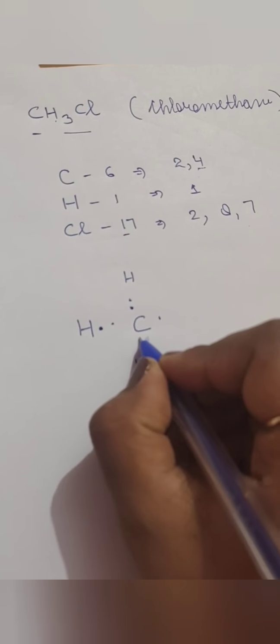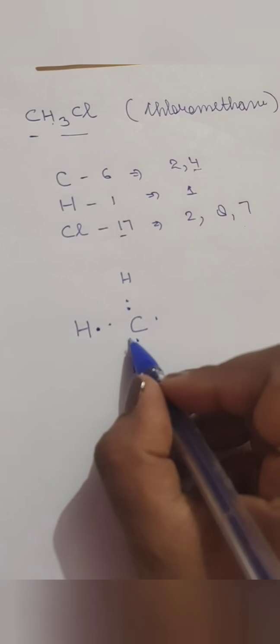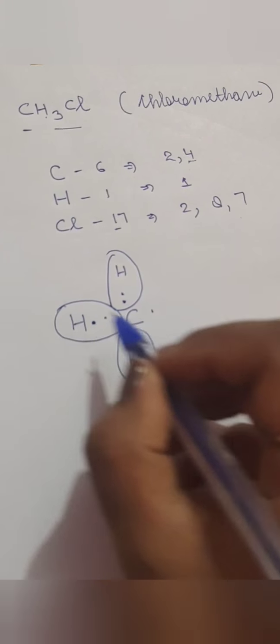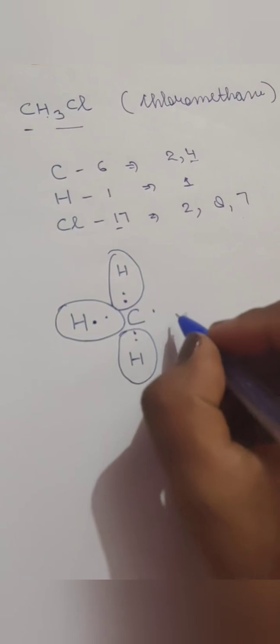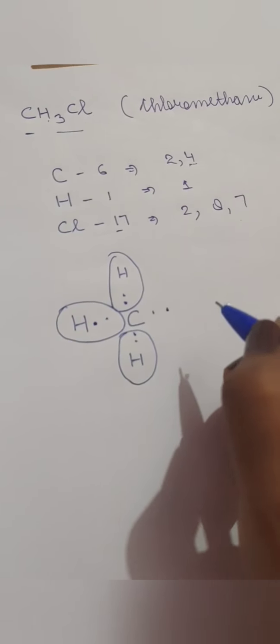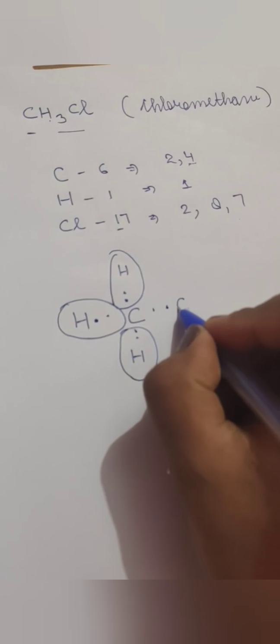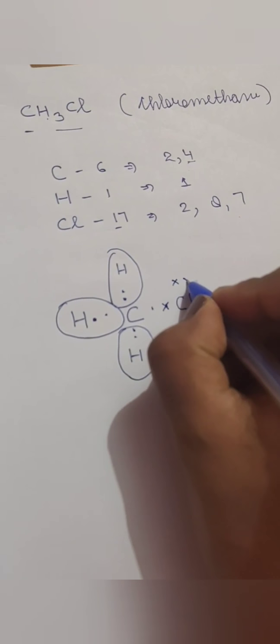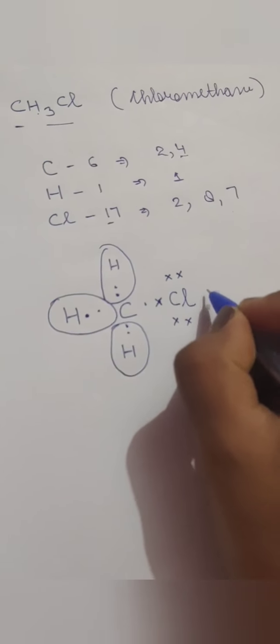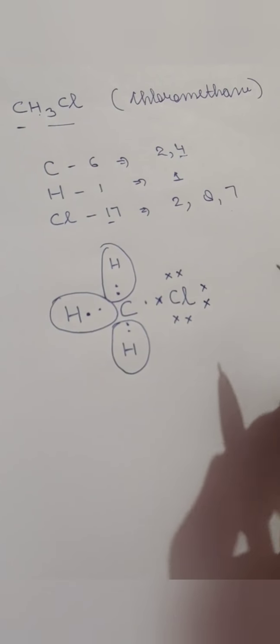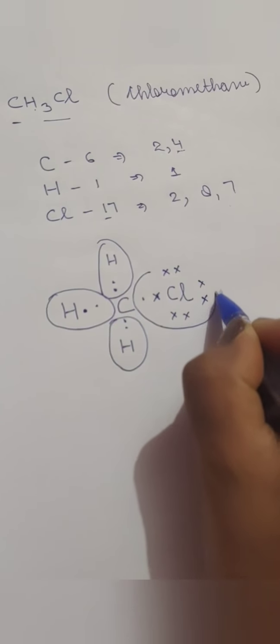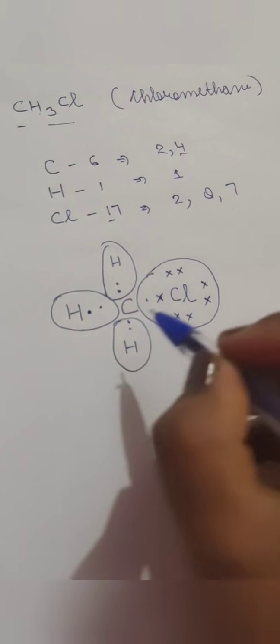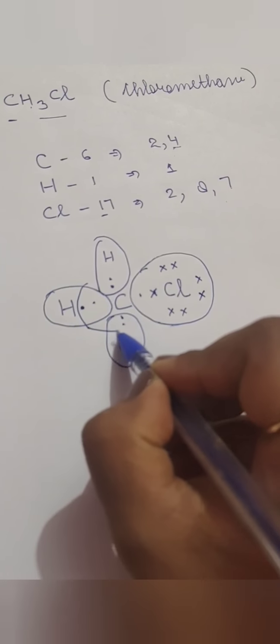So each hydrogen will share its electron. This one gets its 2 electrons, this one gets its 2 electrons, and this one gets its 2 electrons. Now carbon is only getting 6 electrons, so 1 will be shared with the chlorine. Now chlorine has 7 electrons, so chlorine will have 7 electrons like this. I'm going to make a cross for chlorine so that it will be easier and more convenient. Chlorine has 7 electrons. Now chlorine will also share 1 electron, and it will also complete its octet. And here the carbon has all 8 electrons.